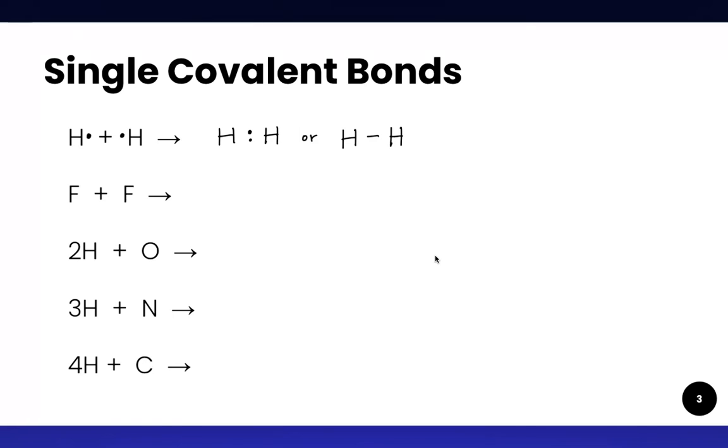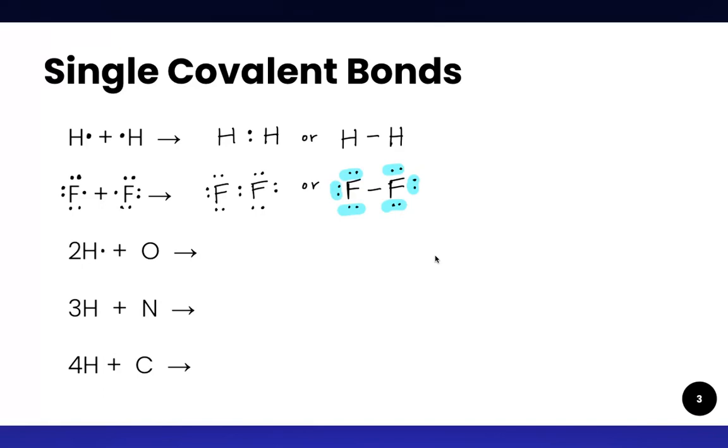Okay, so for fluorine, we will represent the molecule this way. Or you could also see it like this. Now, each of these dots that are around the fluorine, those are called lone pairs, and they represent a set of unshared electrons.